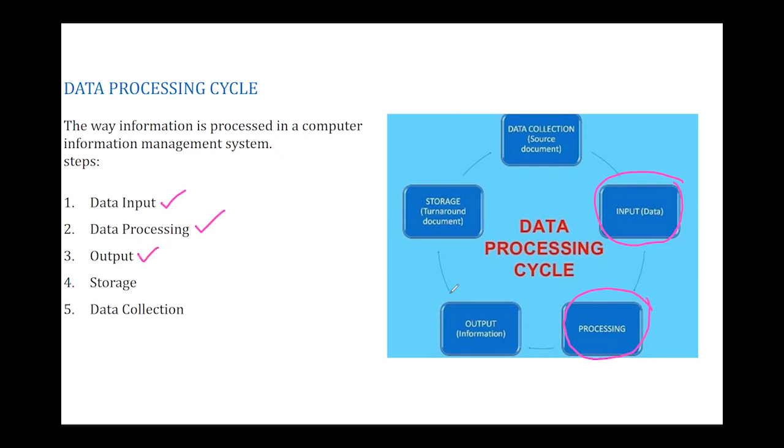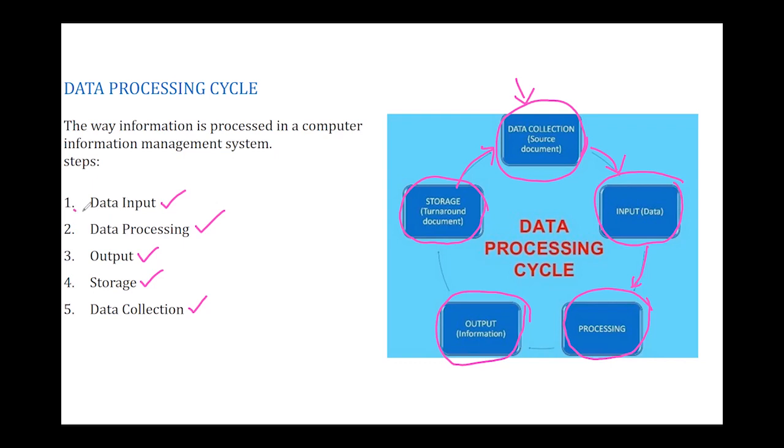Then output: if the user wants to see that information right now, I show it to him. The rest I store in the respective secondary storage device, and after that comes the next data collection. Data collection is nothing but either collecting from the storage or from other resources as well. This collected data is again given as input for the next processing cycle. The next processing cycle might need the same set of information, so I'll be collecting from here. So this cycle will continue. Remember, there are going to be 5 steps.